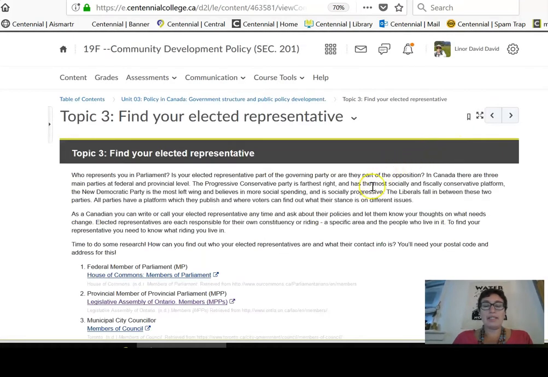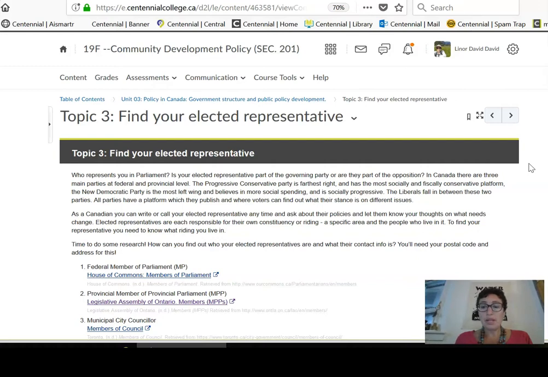The third topic is to find your elected representative. And we need to know our elected representatives because for your discussion, what you're going to do is figure out who your elected representative is and write a letter to them based on the policy issue you identified. So not only do you need to figure out who your elected representative is, but you need to figure out what level of government you would talk to about your issue.